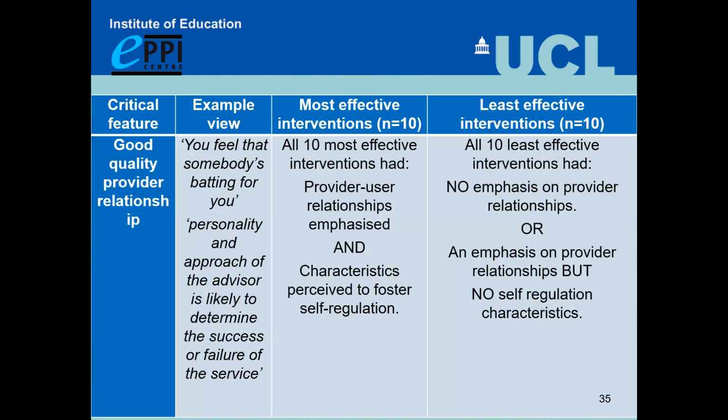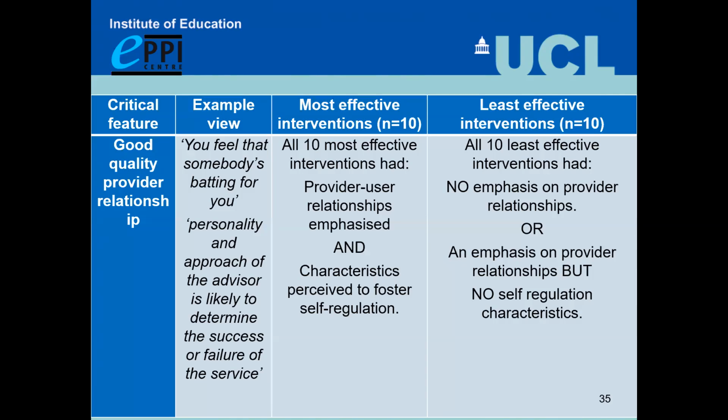So this is a summary table from our report where we looked at a number of critical features, but this fundamental one is about the quality of relationships, the relationship between service providers and service users. And people did say things like, it's really great to work with this weight management program because I feel that somebody's battling for me. I feel I've got some support. And the quote underneath in this second column is a second order interpretation. This is the author of one of the studies, who concluded that the personality and approach of the advisor is likely to determine the success or failure of the service. So you can see that's the kind of thing the studies were saying.